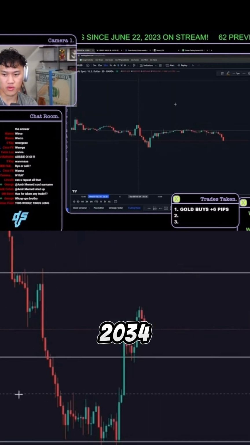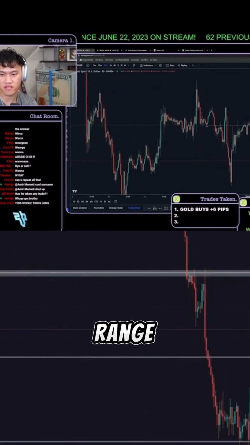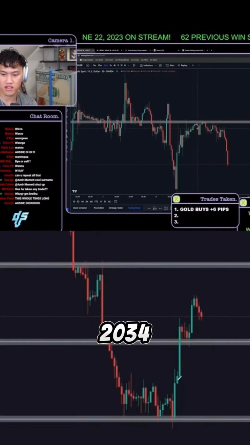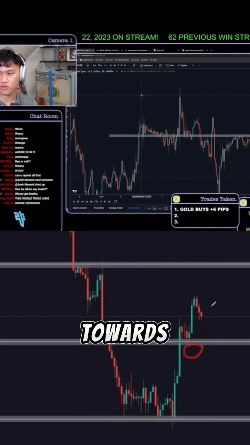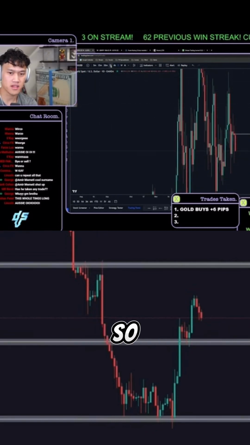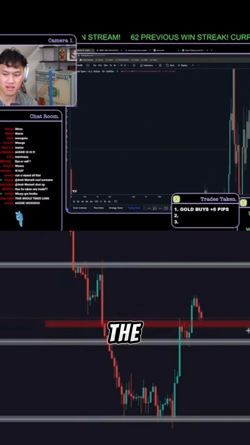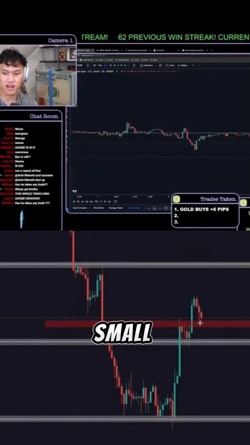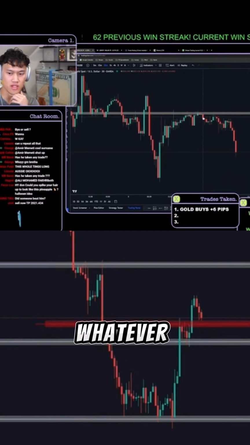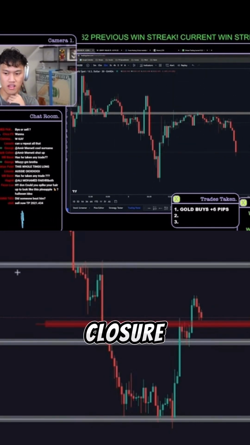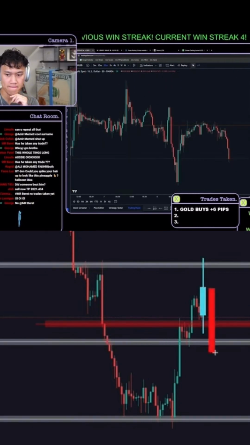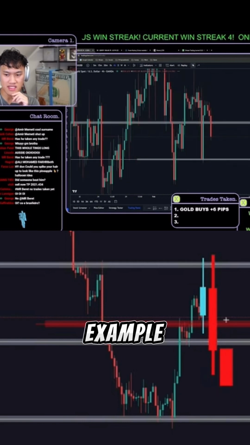So as you drop down to 2034 in a smaller time frame, what is that? That's above the range. So what you can do is just wait for a closure above that resistance at 2034. You close above there, you're going up towards the next resistance because you're going to mirror that daily move up, right? So the daily time frame gave me the mirror in the direction. The smaller time frame gives me opportunities to enter, which is a closure above or whatever the case is. In this case, a closure above 35, 34 wouldn't be too bad. That's an example, right?